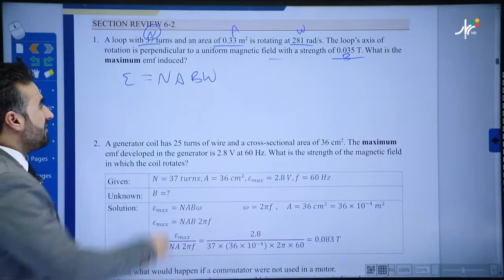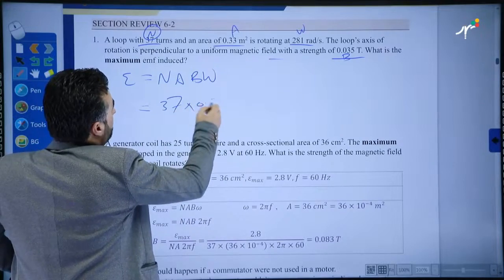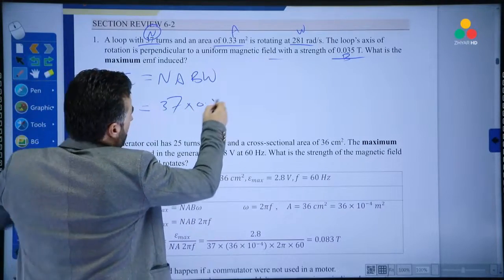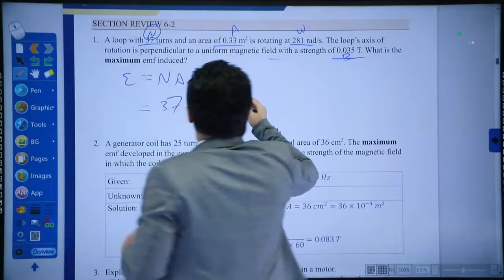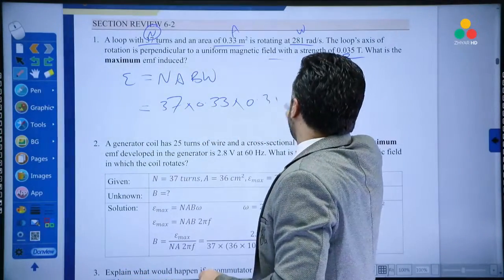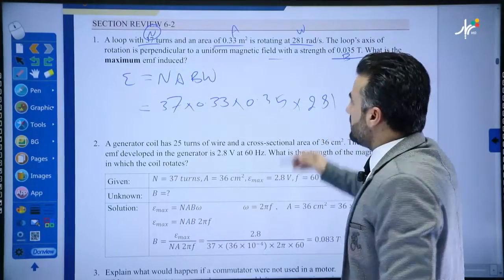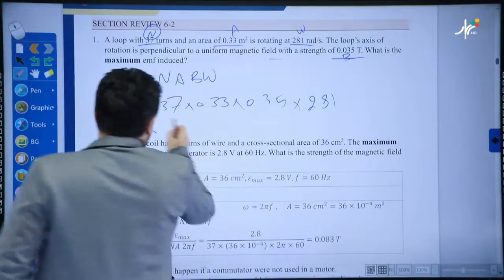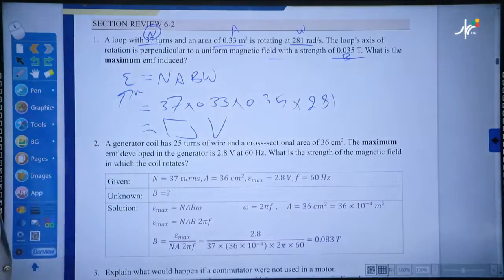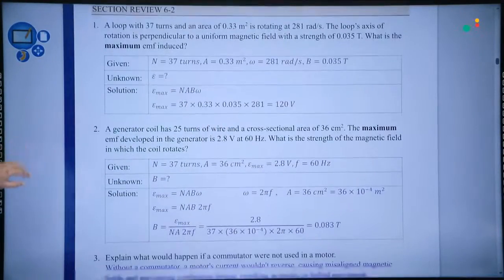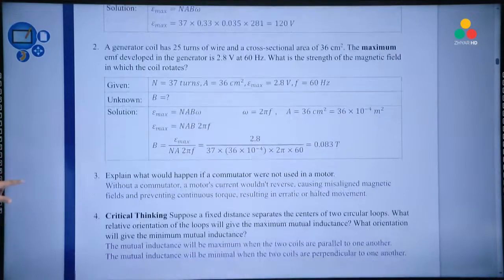It is equal to NAB omega. All right, very good. So we have the number of turns, so just plug in the numbers. That is 37 multiplied by 0.33, multiplied by B, which is 0.35, and multiplied by omega, which is basically 281. You do the math, and you'll get the answer in volts, because that is the maximum electromotive force, which, as you can see, is about 120 volts.